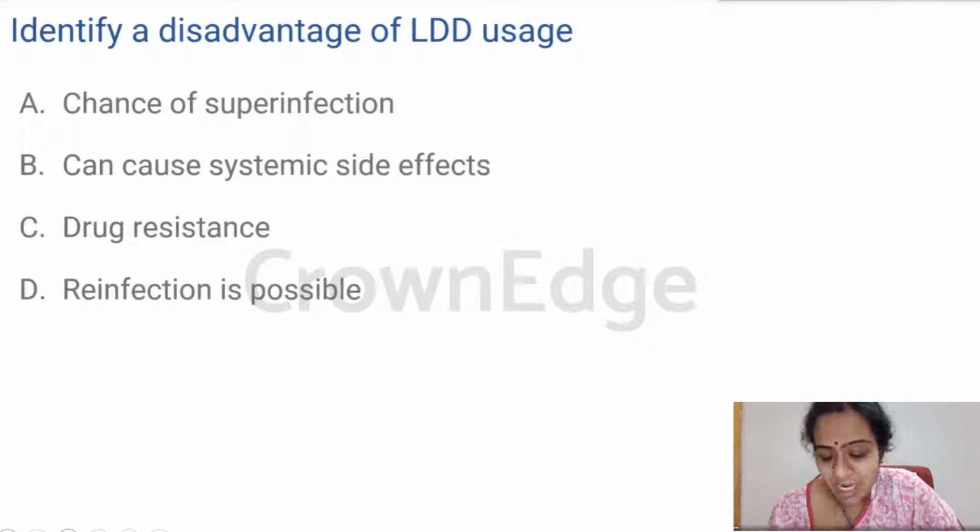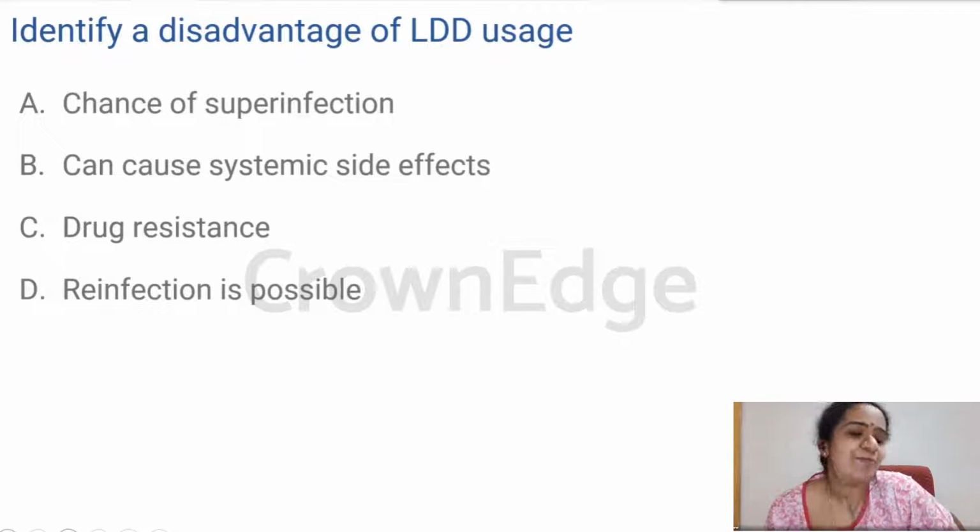Okay, so most of you are saying B, right? You want to say that in the long run it will cause systemic side effects, right? Yeah, chance of super infection. Okay, just think. We'll go from the first option, super infection, meaning that's very rare, right? I'm just giving one single agent here. With LDD generally we don't do multi-drug therapy. So this chance of super infection is much less when it comes to LDD.